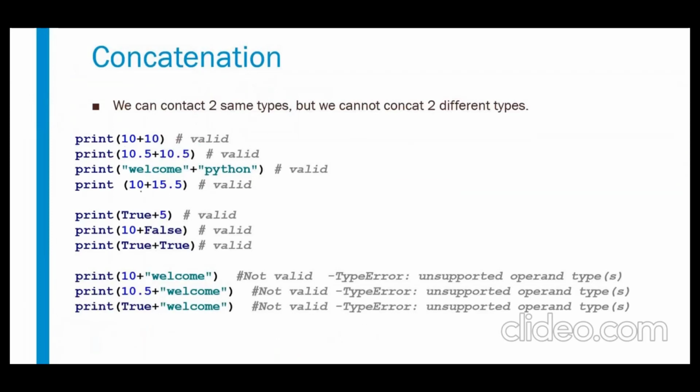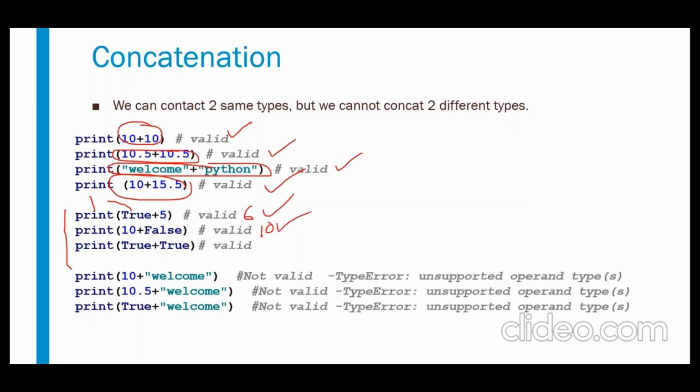So here I have listed out all the valid things and all the invalid things. Here both are numbers, so it is valid. Here again both are numbers, also valid. And here both are strings, so it is also valid. Here one is an integer and the other is a float, but both are numbers, so this is also valid. In these three cases, true is considered as 1 and false as 0. So 1 plus 5 returns 6. 10 plus false is 10 plus 0, which returns 10. And 2 plus true is 2 plus 1, which returns 3. These are valid statements.